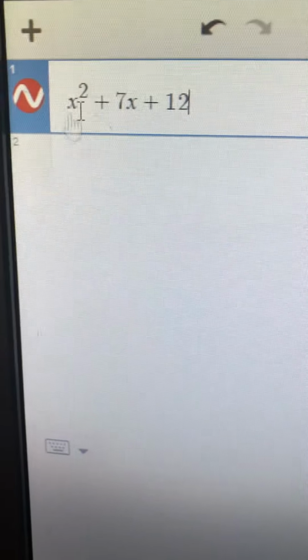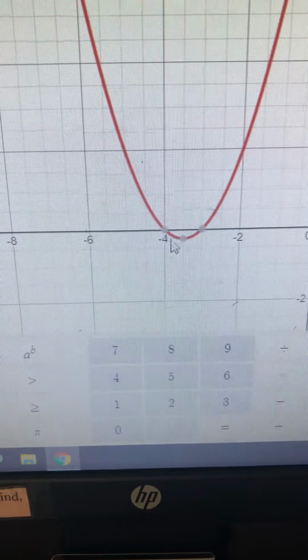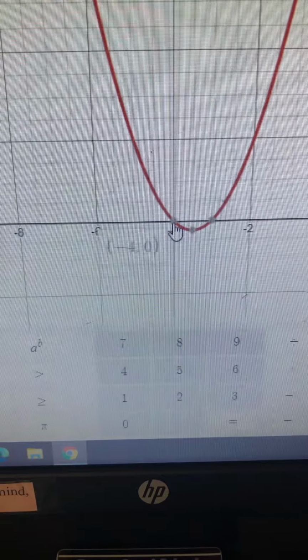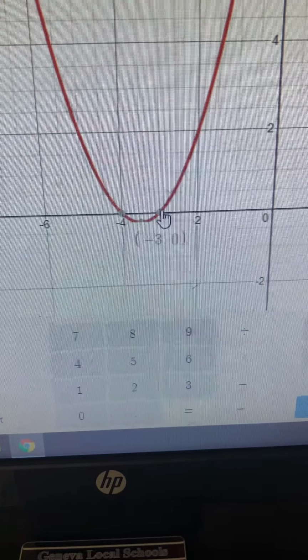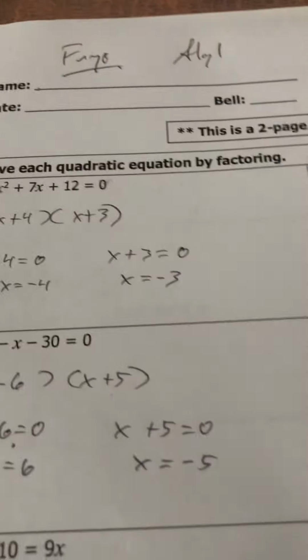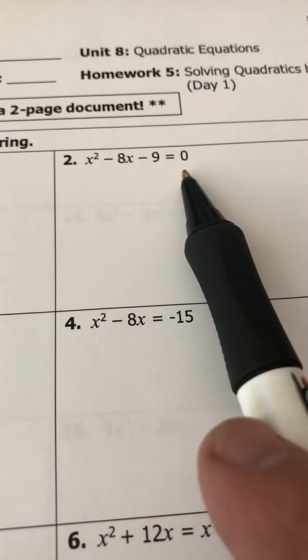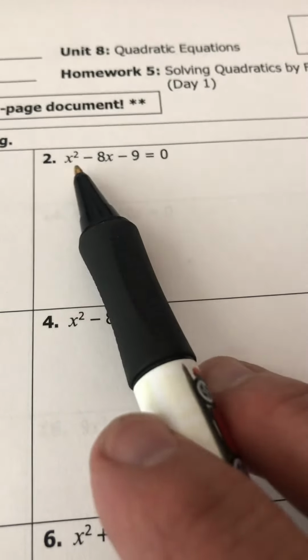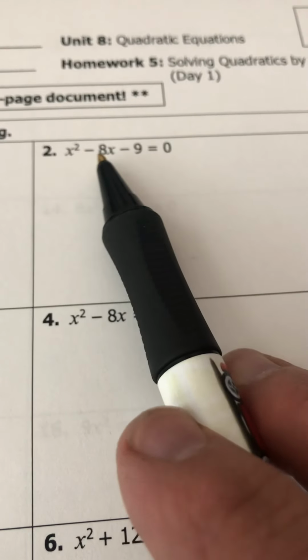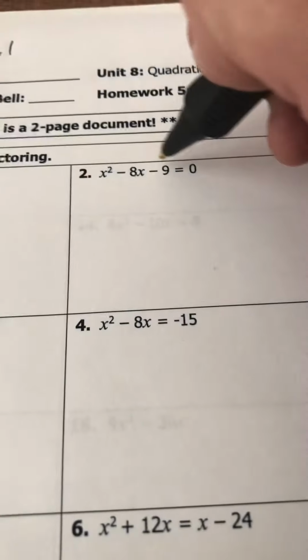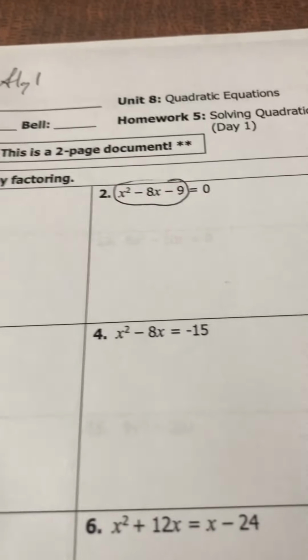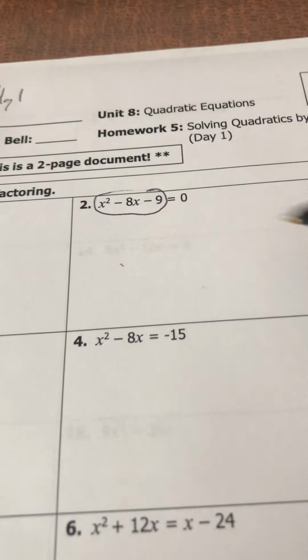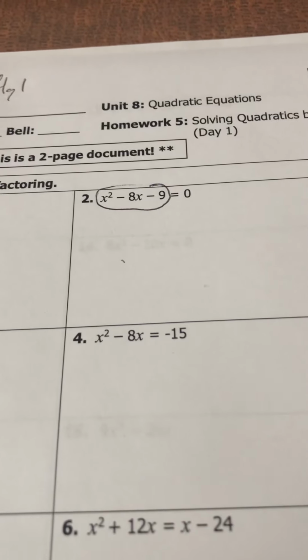Once I type that in, it will give you the graph, and take a look where it crosses the x-axis. I have -4 and -3 right there. So if you're having problems with these, you could just type these into Desmos and make sure that they're set to 0, or you just have x squared minus 8x minus 9. You just put that into Desmos, and it will show you the x values where it crosses the x-axis. That would be very helpful for the even ones.